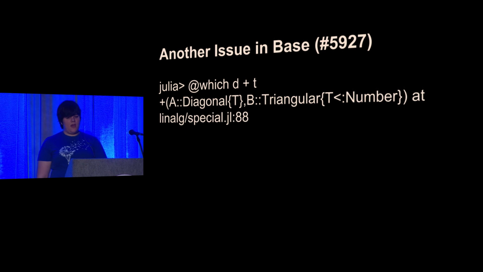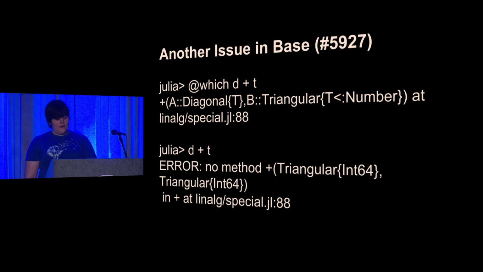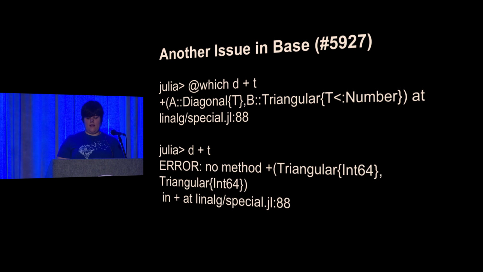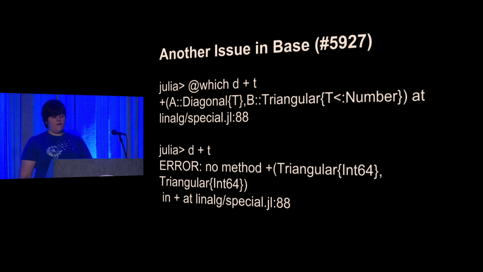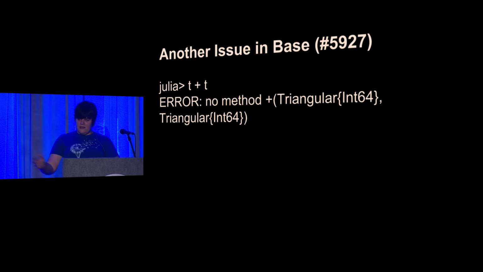I can use the @which macro. So I do D plus T, and I'm hoping to call diagonal plus triangular. I'm using the @which macro to confirm that that is actually the method that's going to get called. It's telling me the signature of the method and where the method is defined that I'm calling. So I'm going to call it, and we get a no method error, as I was hoping. And this no method error is that triangular doesn't exist. All of those definitions we saw were the ones where triangular is the more dense type. So we're converting the other one to a triangular and trying to add them. And sure enough, if I actually add two triangulars, it also gives me a no method error.